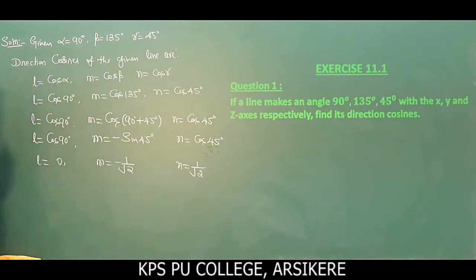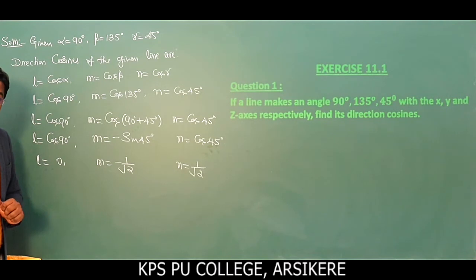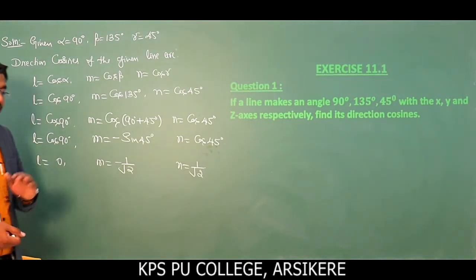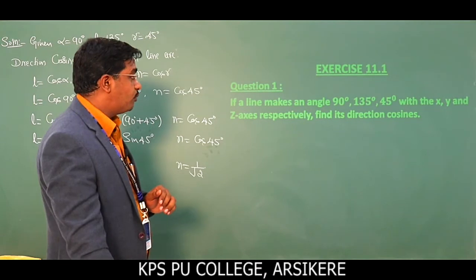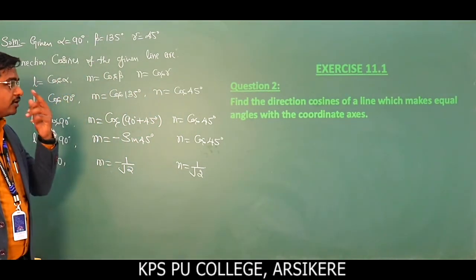So what are the direction cosines here? 0 comma minus 1 by root 2 comma 1 divided by root 2. So take a pause and note down all the things that I have written here. So next we move to the second problem. This is also very important. Second problem. What is the second problem here?